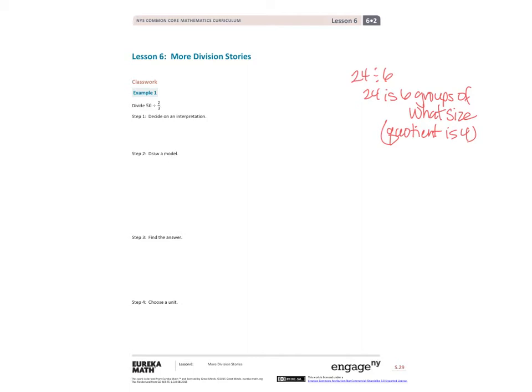So right now we're looking at 50 divided by 2/3 using that partitive interpretation. We are looking at 2/3 to be the number of groups. And so we're saying, well, 50 is 2/3 of what size? That is what we're asking ourselves. So the next thing that we're going to do is draw a model. How many units do we draw?